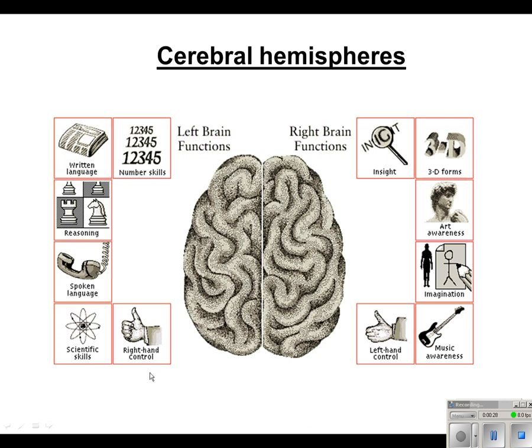And the left brain is actually going to have functions such as written language, number skills, reasoning, our spoken language, control of our right hand, and science skills. So if you're a good science student, you're probably more left-brained. Whereas right-brained people have good insight. It deals with the 3D forms and art awareness. So if you're more of an artist, you're probably more of a right-brained person. And it controls our left hand, as well as our imagination.